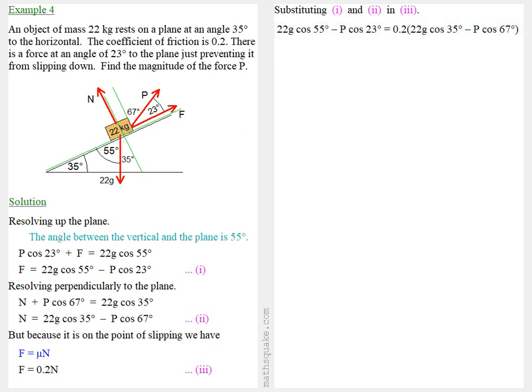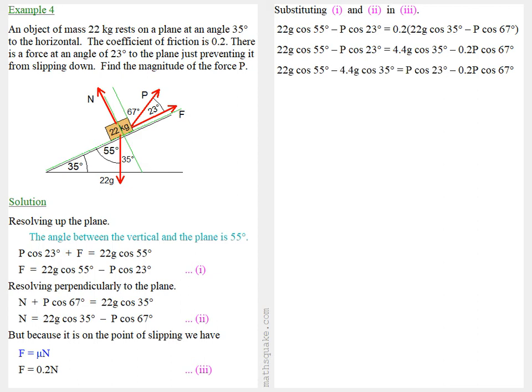Well, we can simply expand the bracket with 0.2 outside, and then we can get all the terms with P onto one side and the remaining terms on the other side. And that gives us 22g cos 55 minus 4.4g cos 35 equals P cos 23 minus 0.2P cos 67. And we can factorise the right-hand side by taking P outside the bracket.